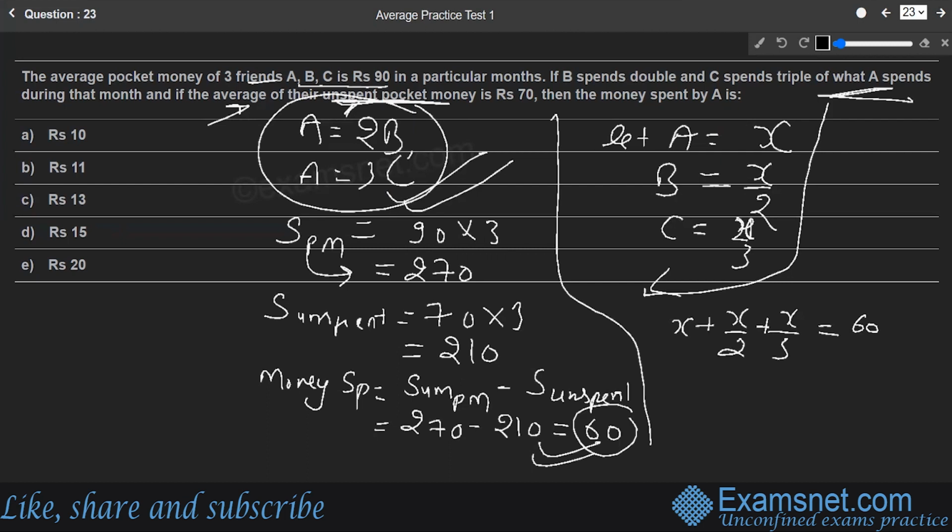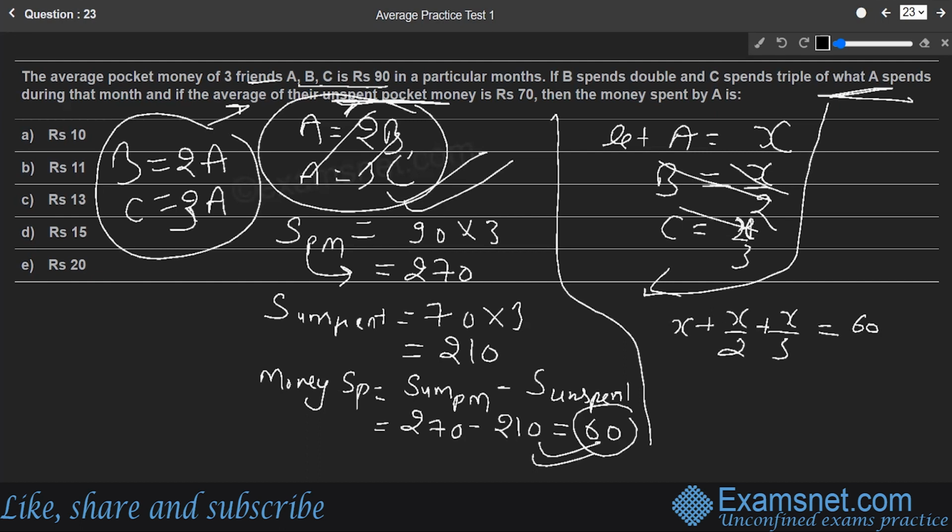If the average of the B spends double and C spends triple of what A spends. So it is not X by 2, rather B spends double. Okay, there's a confusion. B spends double of what A spent, C spends triple of what A spends. So this has to be like this. B is to be twice of A, C has to be thrice of A.